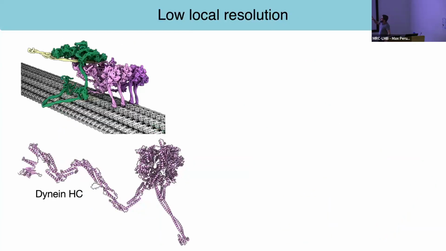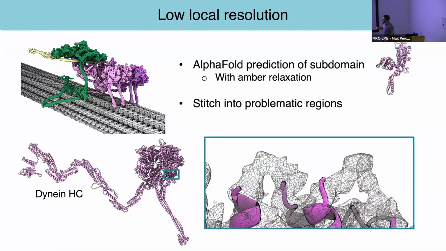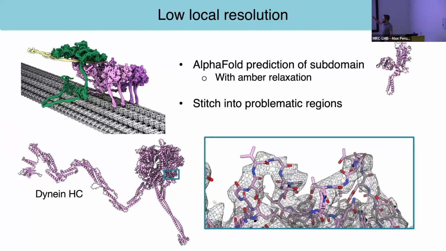Another example is low local resolution. So in the dynein heavy chain, we have a part of it here that just shows a random place where we have these loops that are a little bit more difficult to interpret in terms of building a model into it. And so you can, for example, run an AlphaFold prediction of just this little subdomain of dynein, figure out a first approximation of the side chains, and then stitch that into your model. Now you have something to work with that you can then further build properly and refine, I guess.